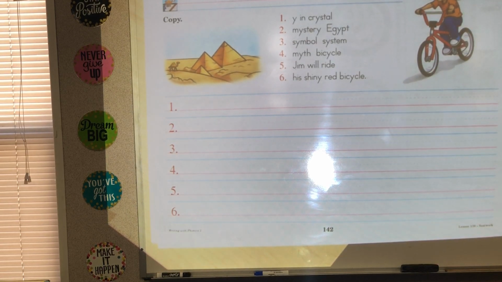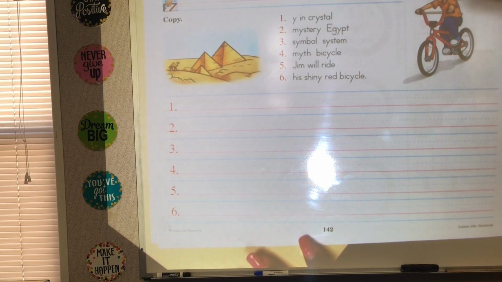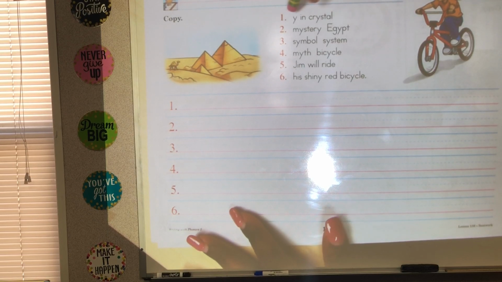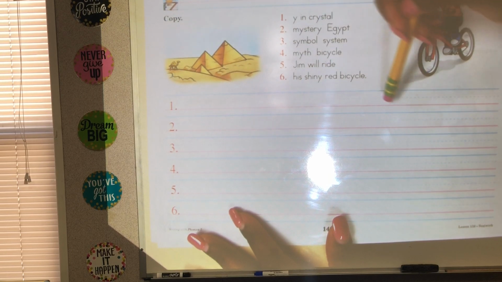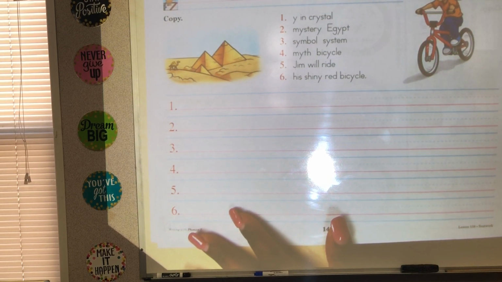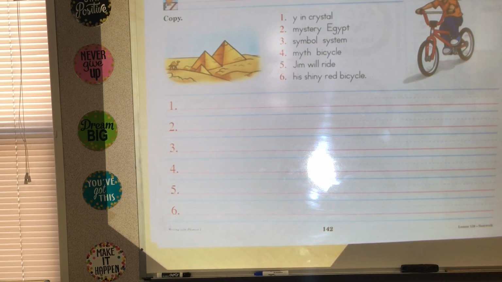Today is day 138. Let's take a look at your seat work packet for day 138. Handwriting is page 142. You will take this packet out of your envelope and work on it for today. You are going to write the words in cursive. Make sure you use your neatest and straightest handwriting and you form your letters the right way.